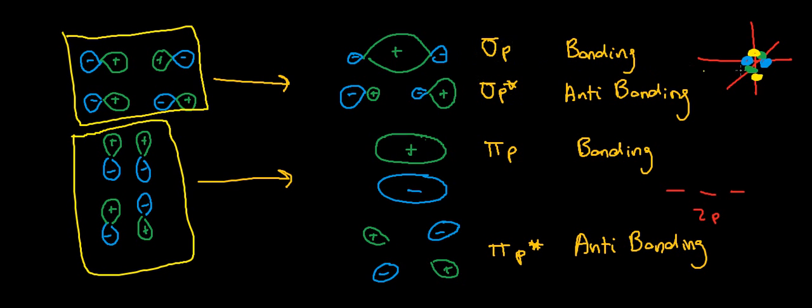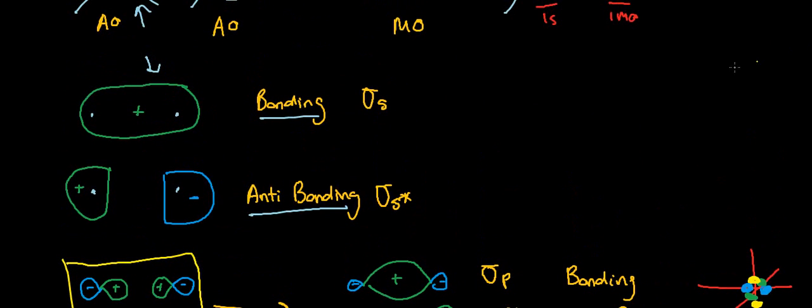Oh, I forgot to go over this notation. For the s orbitals, this is called a sigma s, and this is for bonding. And for anti-bonding, this is called sigma s star. The star denotes anti-bonding.